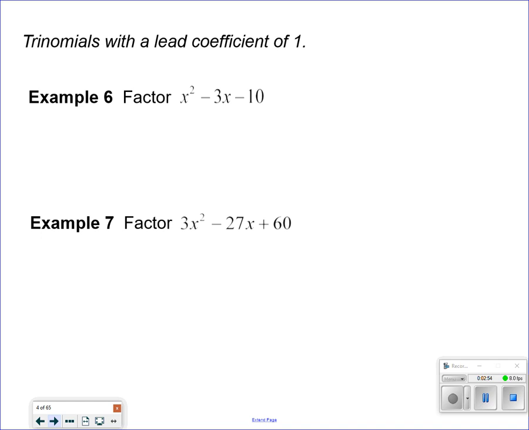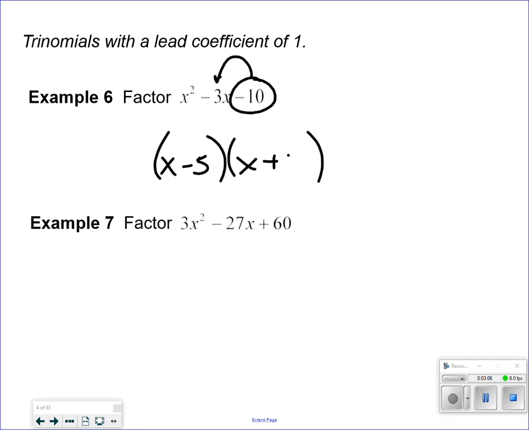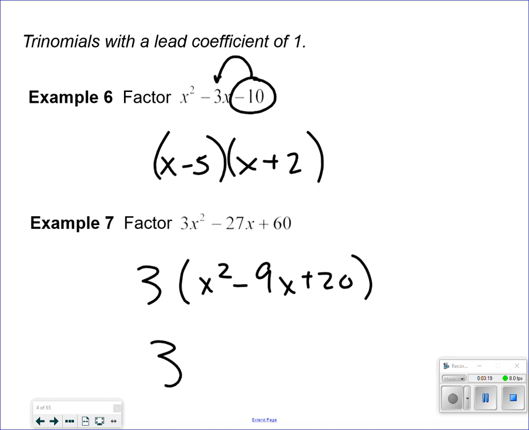Next one, factoring when there is no number in front. No number in front gets a little bit easier. You just need factors of the last term that would get you the middle term. So x and x, a negative 5 and a positive 2. Now, for the 7, you're saying, wait, there's a number in front, but that's a GCF. So don't forget about the fact that you need to take out a greatest common factor first and then factor. So I need factors of 20 that would also get me negative 9. So no number in front.